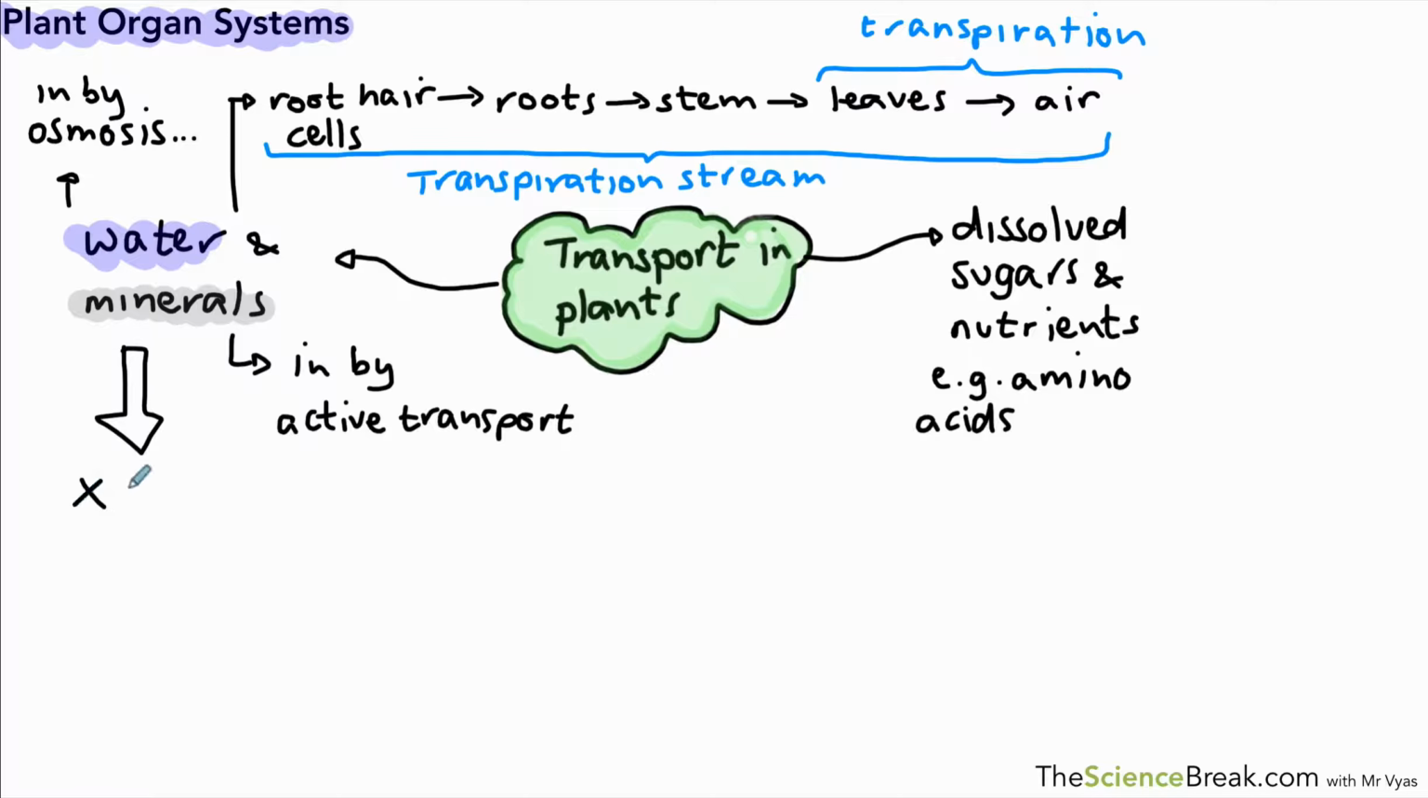Okay, now this is all taken care of by a particular type of transport tissue called xylem. So xylem is responsible for transporting water and minerals up the plant. So we can highlight that just to show that it's water and minerals, blue and grey.